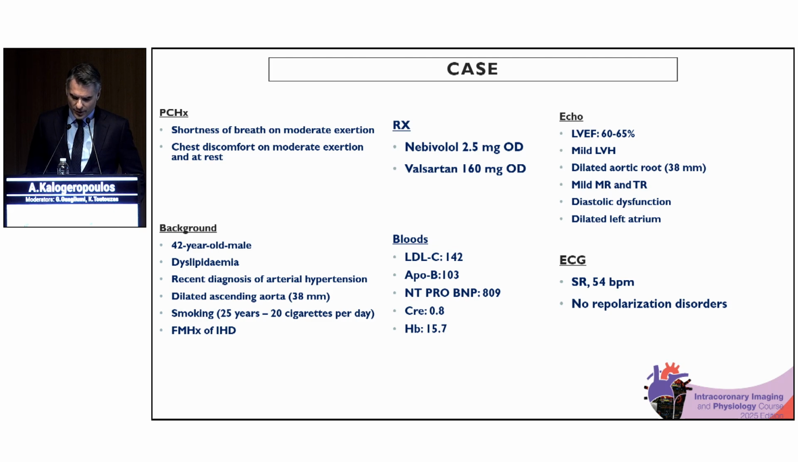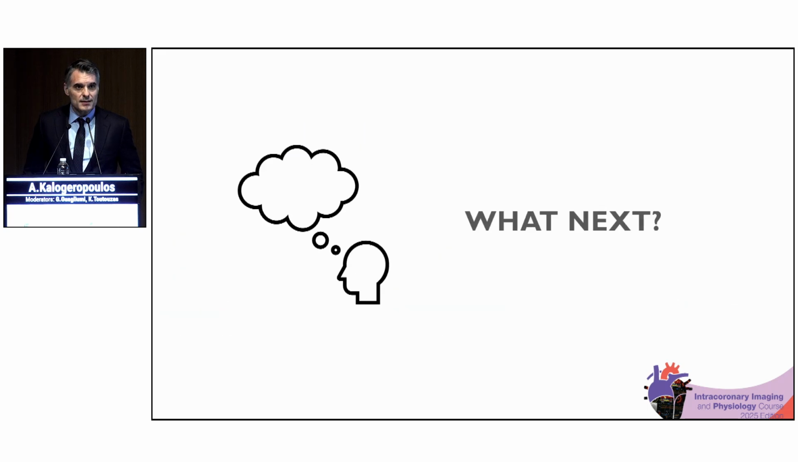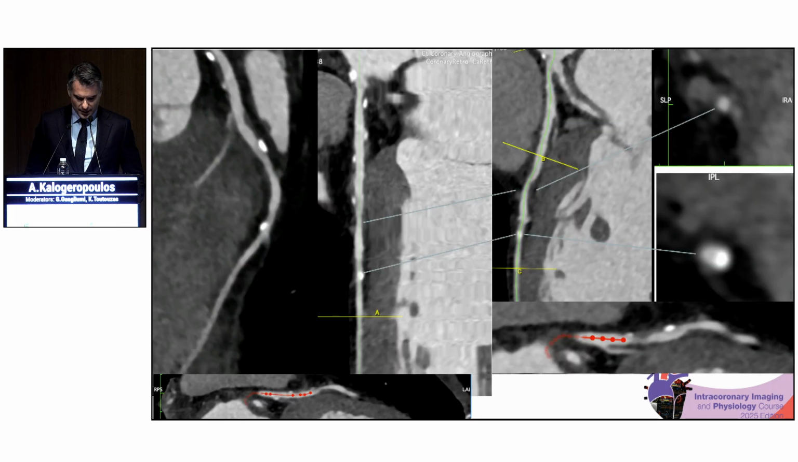In terms of echocardiogram, nothing significant. Some diastolic dysfunction and LVH due to the hypertension, and his ECG was normal as well. Regarding his bloods, he has dyslipidemia and slightly increased NT-proBNP, especially for his age, and normal renal function. So what next? In principle, what I do in this kind of case, I proceed with a CT coronary angiogram. And this is the CTCA of this gentleman.